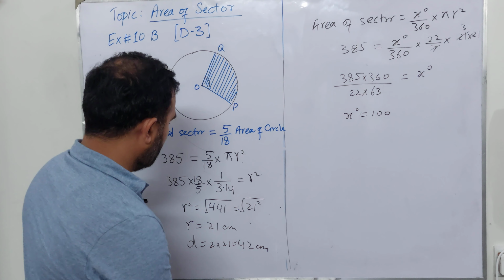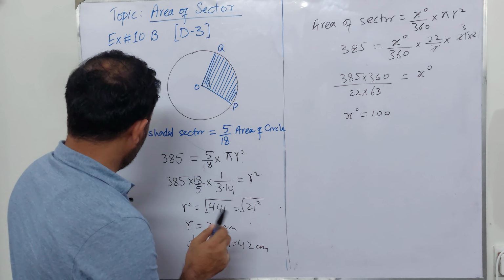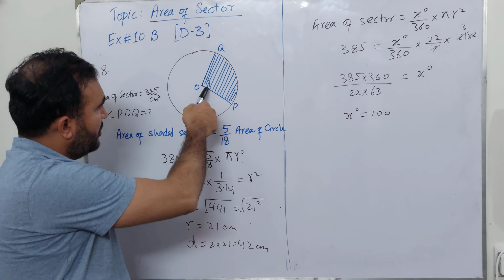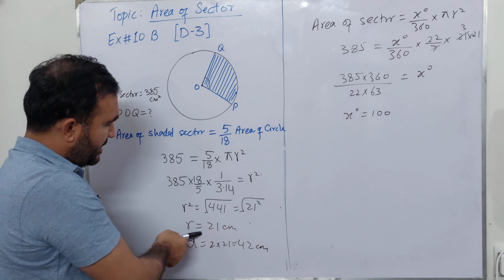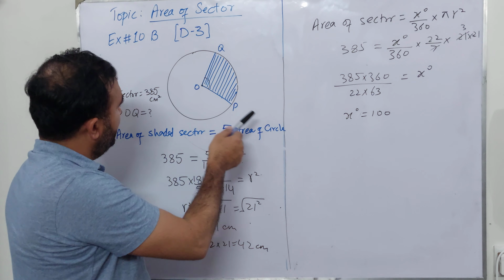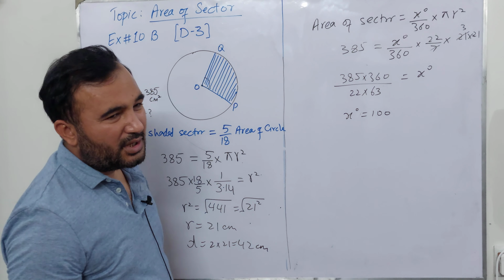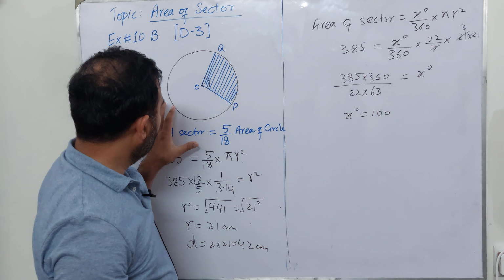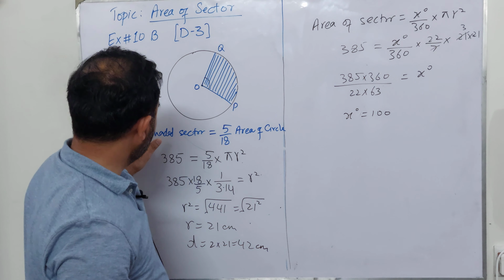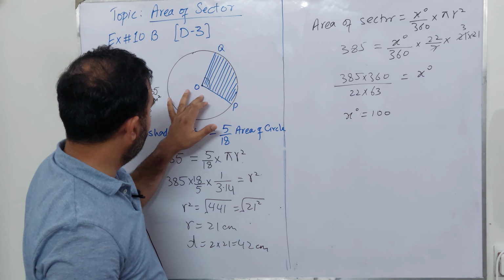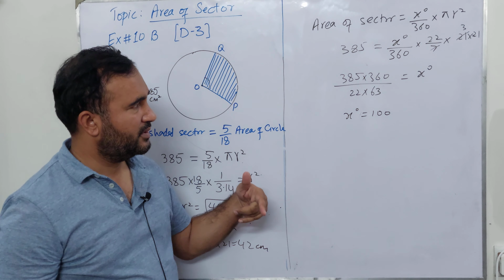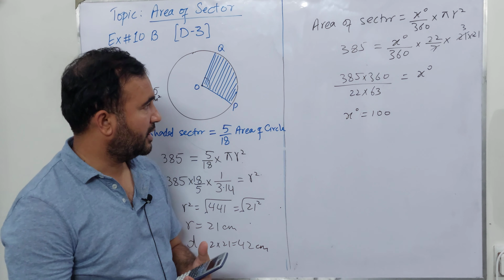Okay, so two things had to be found. One is the diameter of this one. For the diameter we have to find the radius first, and then using the radius we can find the angle. There would be another way to find these two things, radius and angle, but I prefer this method. If you are comfortable with any other method, you can use that. Okay, thanks.